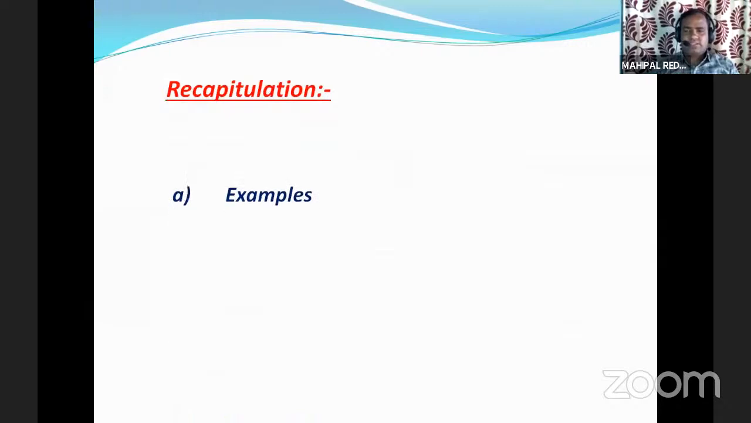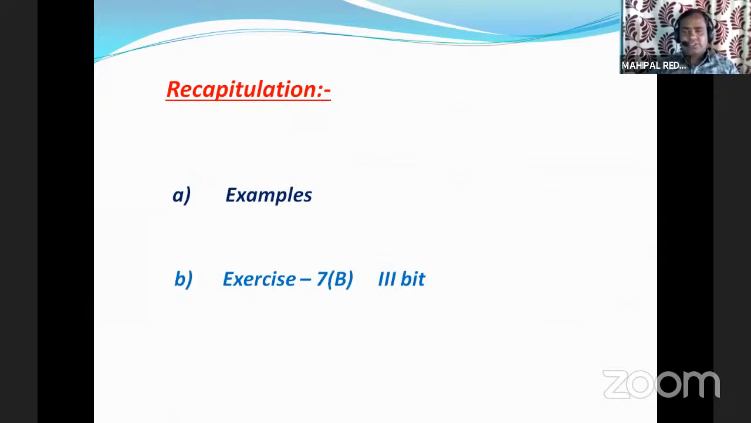Yesterday we learned some examples related to the integration by parts method and integration of the form 1 by a sin x plus b cos x plus c with respect to the x variable. We solved some examples, as well as one problem from exercise 7b, third bit. The first bit and second bit were already completed the day before yesterday.